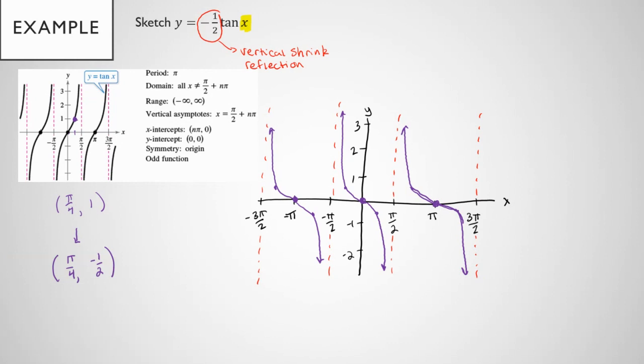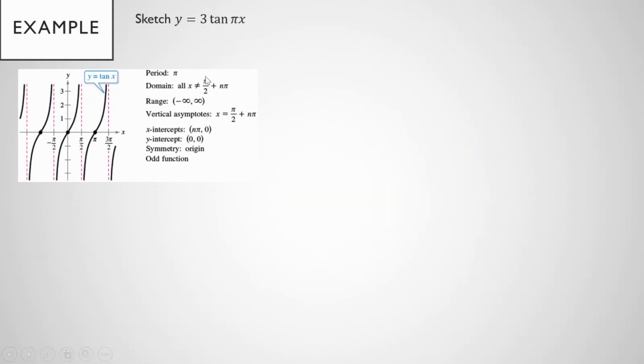So if I move on to my next example here, if I can find my mouse, here we have pi x. So now that means our vertical asymptotes are going to be changed because we're multiplying the x by a number, and that's going to change the location of the vertical asymptotes. The number in front is just like the -1/2. This is just going to affect the y value, and this is going to be a vertical stretch.